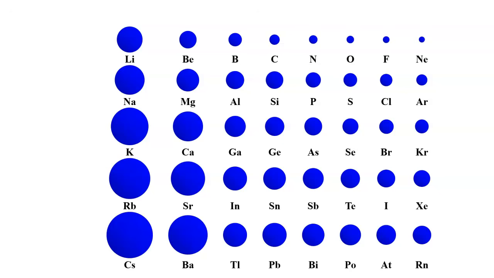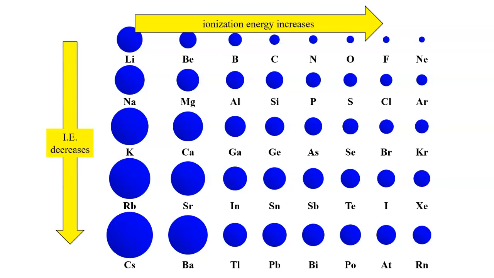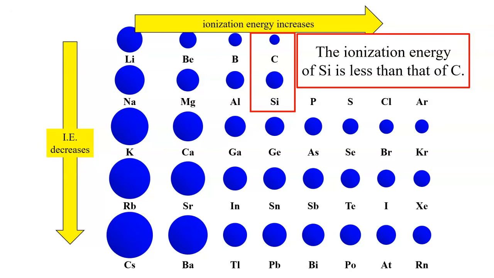The trend is that in general, from left to right across a period, the ionization energy values increase, and from top to bottom down a group, the ionization energy values decrease. So the first two elements that we're going to compare are listed in choice A, and that is carbon and silicon. Based on this trend, we would expect the ionization energy of silicon to be less than that of carbon.